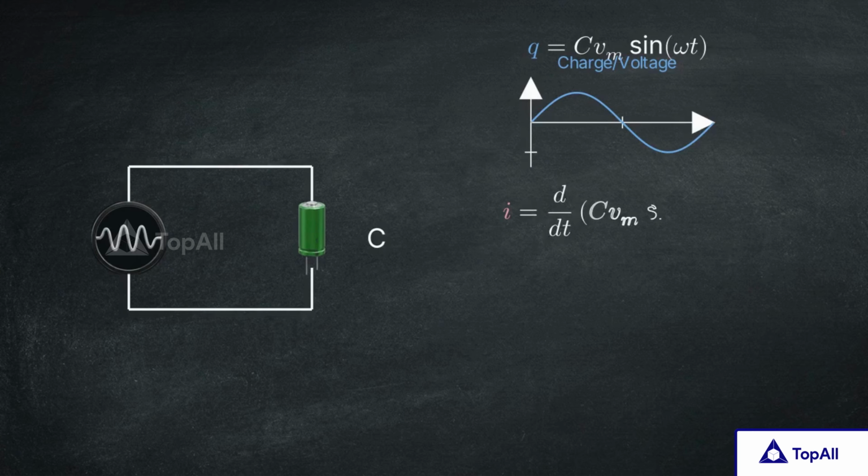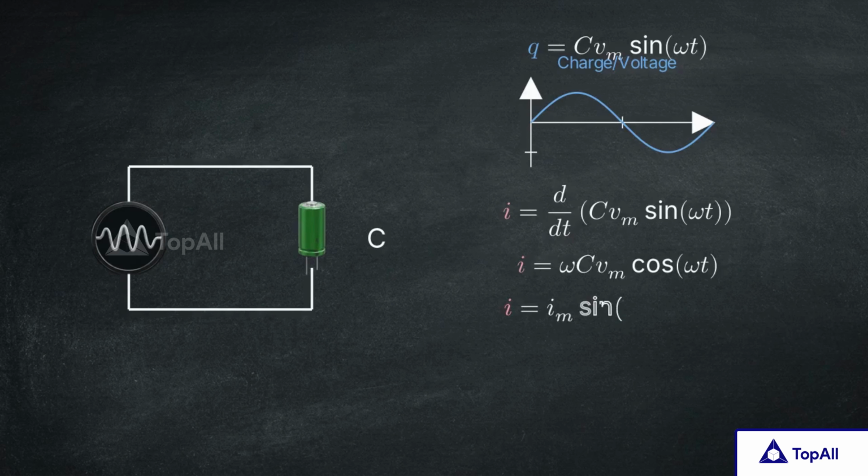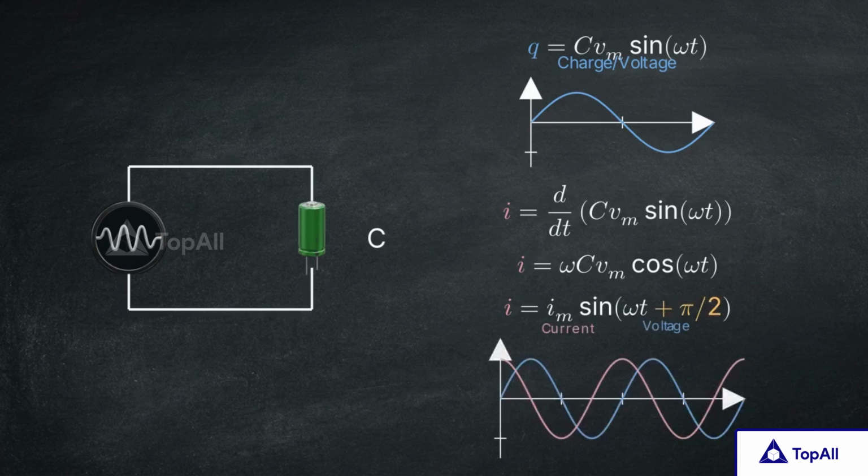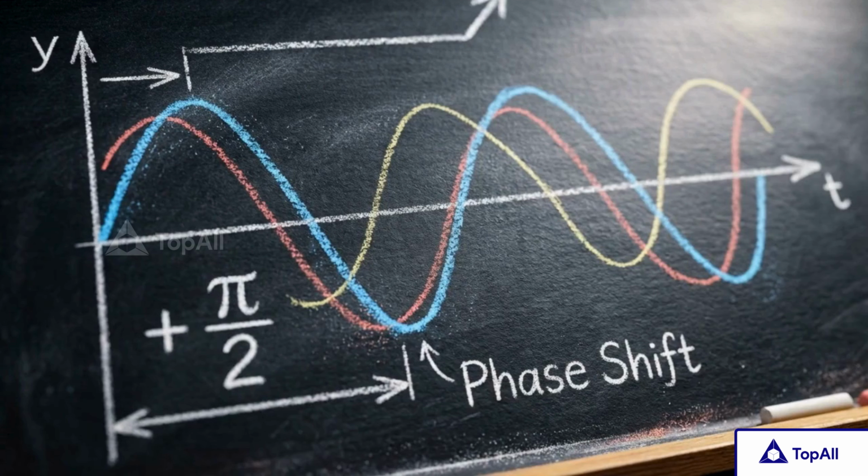But we want to know the current, which is the time derivative of that charge. A derivative is a mathematical tool from calculus that measures the exact rate of change of a quantity at a specific instant. When we calculate the derivative of our sine wave, we get a cosine wave. And a cosine wave is mathematically identical to a sine wave that has been shifted forward by exactly 90 degrees, or plus pi over 2. That plus pi over 2 factor is the mathematical fingerprint of a current lead.